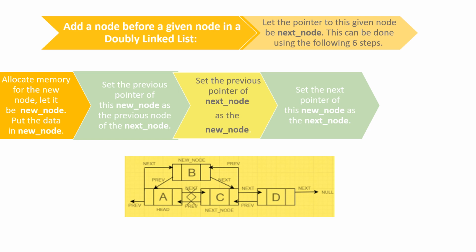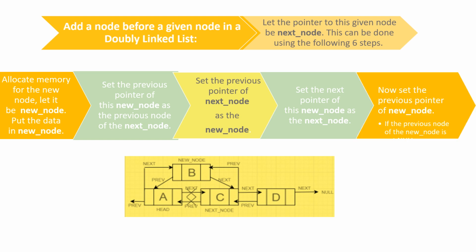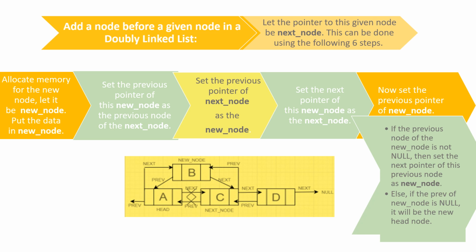If you follow the diagram, you can understand that. So please follow the diagram when I say. And now, if the previous node of the new node is not null, then set the next pointer of this previous node as the new node. Else, if the previous of the new node is null, it will be the new head now, so it will be the starting node.